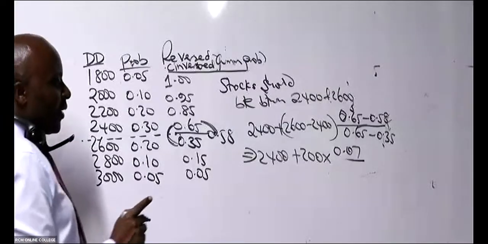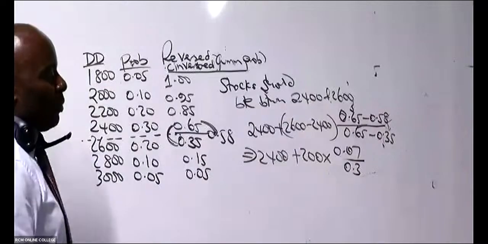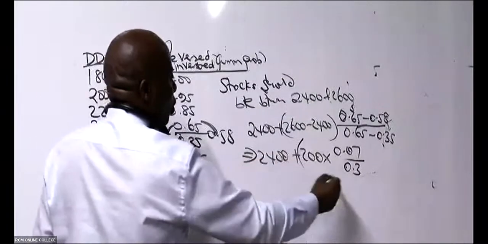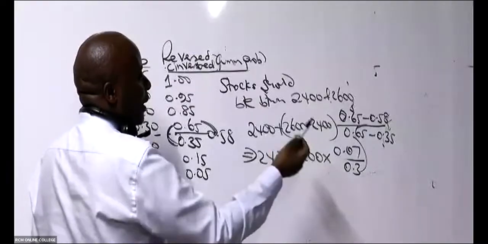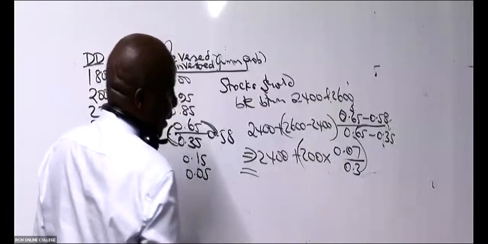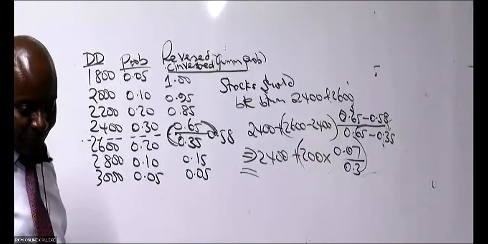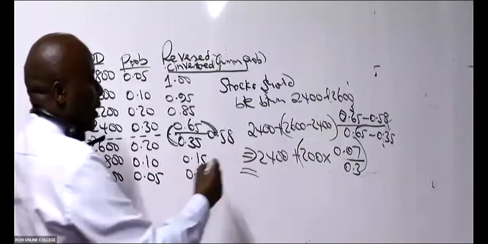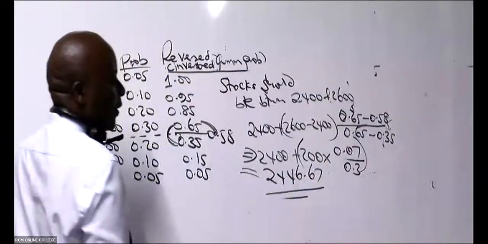0.3, right? 0.3. All right. So then are you able to first of all multiply? Or if you have a good calculator, you say 2400 plus 200 times that divided by that, you'll be able to give us an answer. 2446.67, isn't it?